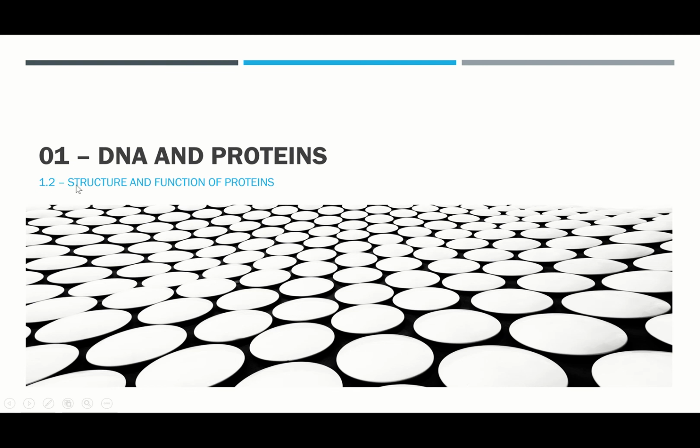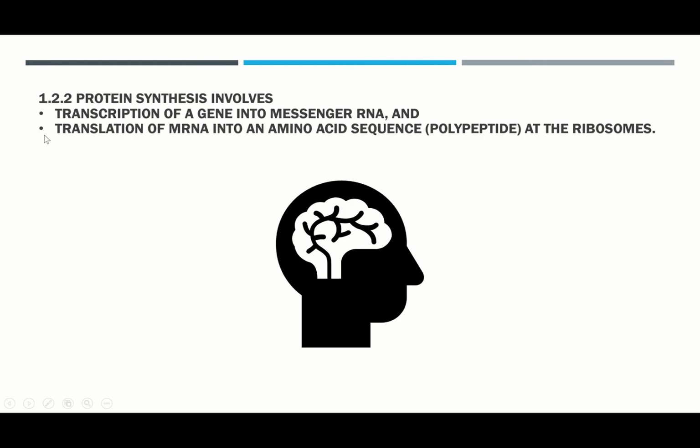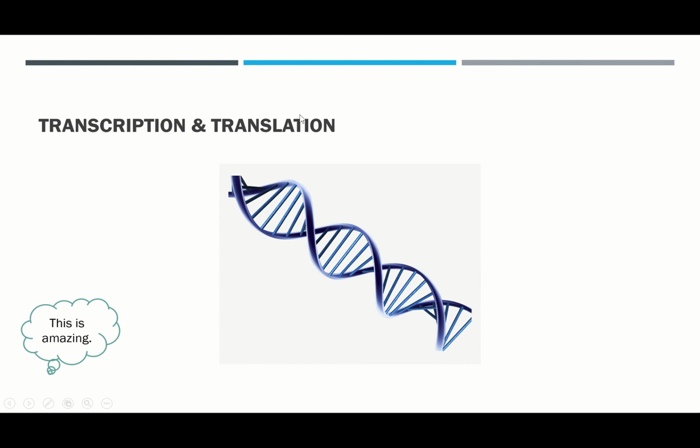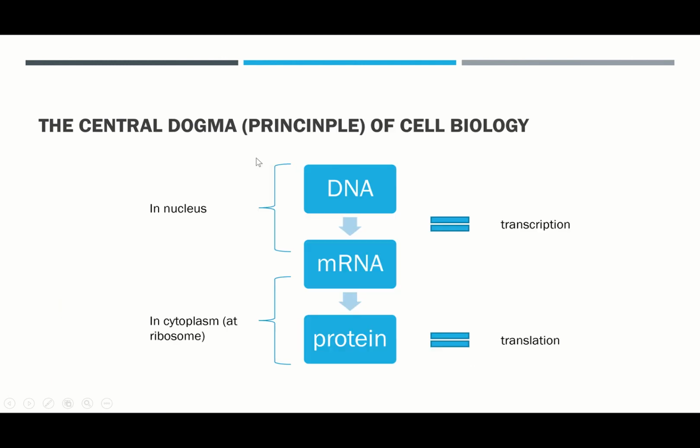1.2 Structure and function of proteins. Now, let's start with the learning intention. Protein synthesis involves transcription of a gene into messenger RNA and translation of mRNA into an amino acid sequence, also known as a polypeptide, at the ribosomes. Transcription and translation.